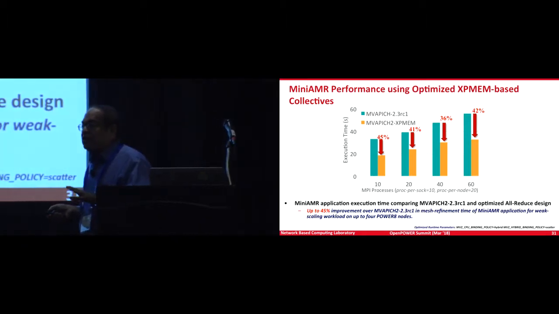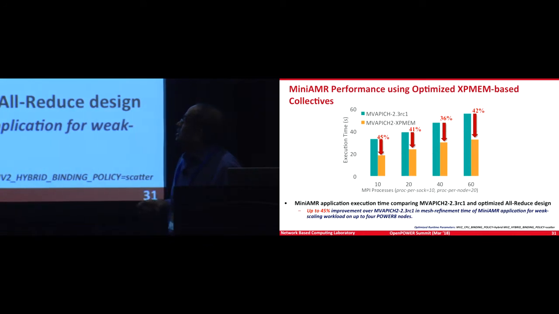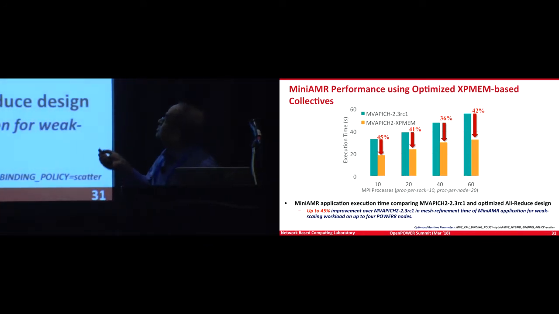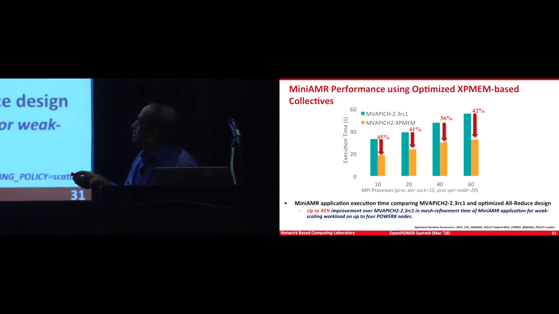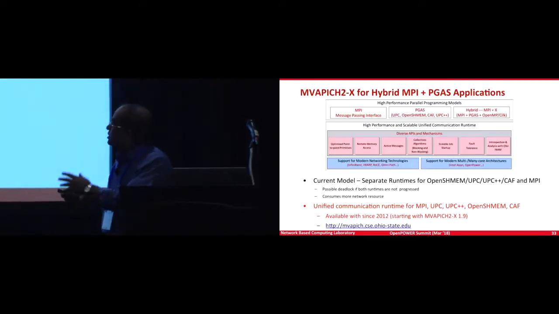So those are the micro benchmarks, but then the question is, okay, what happens with applications? So here is the miniAMR performance. This is with the new XPMEM-based collectives. Now you can see at an application level, okay, we are able to give you benefits, like from 10 processes up to 60 processes, 40% benefit if you use our library with these new mechanisms. So let me then quickly move forward.